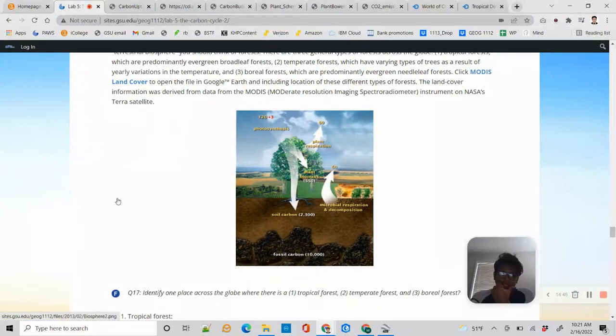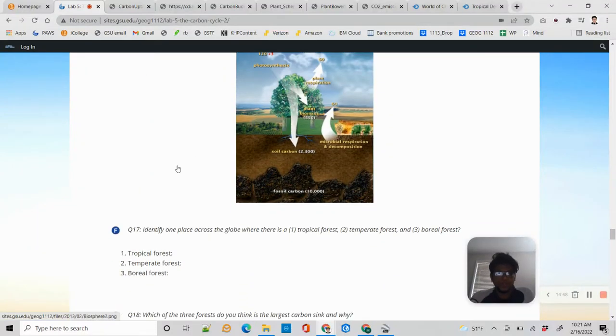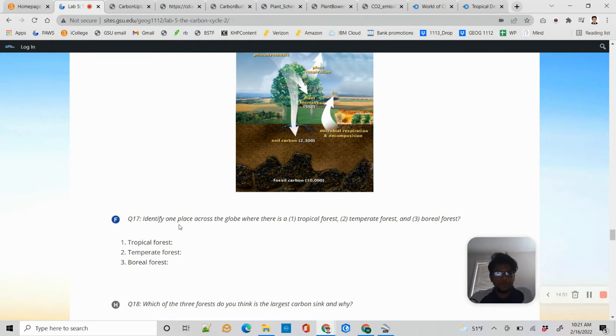Then section 9, follow these. Identify one place across the globe where there is a tropical forest, temperate forest, and boreal forest. You already know that, in my presentation slide I already have those things mentioned there. Tropical forest is typically in the equatorial belt. Temperate forest is in the mid latitude, and boreal forest is above that, near the pole actually. Boreal forest is in Canada, so you can understand that.